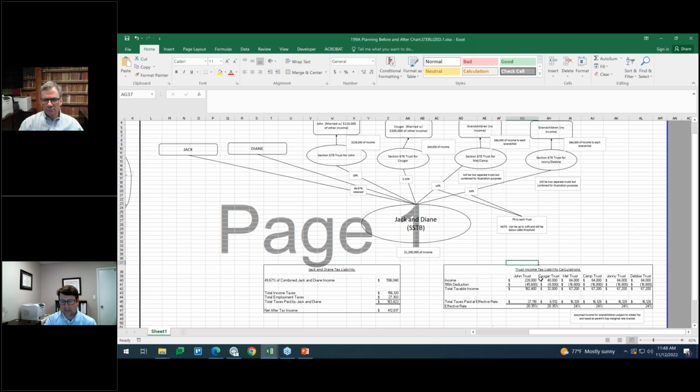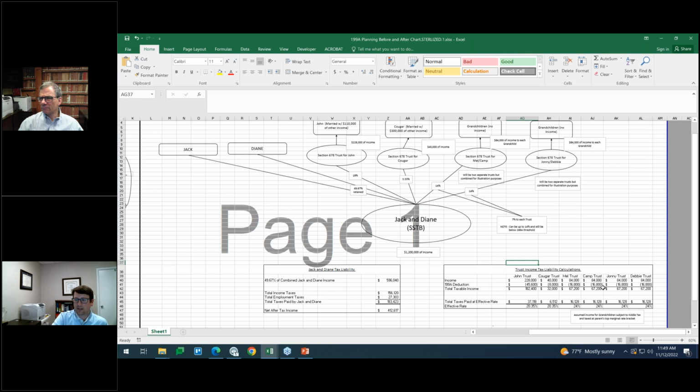John's trust gets qualified business income of $228,000. That's not now in Jack and Diane's income tax liability. It gets a 199A deduction, and taxable income at his effective tax rate is around 37%. Cougar, same thing. His tax rate is 20.35%.